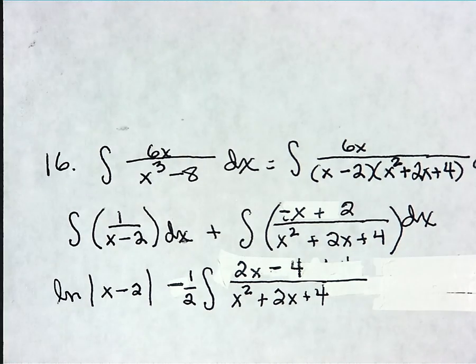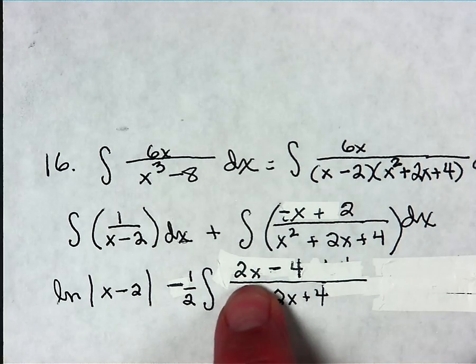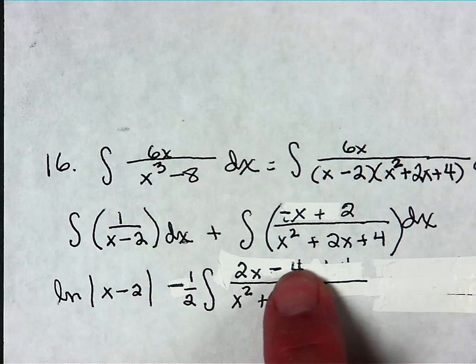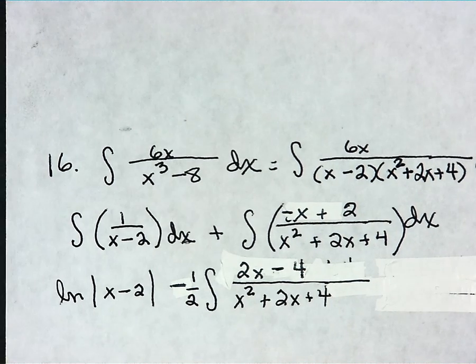Okay, we need one more step, but is that equivalent to the line above it? Does negative 1/2 times 2x give us negative x? Yes. And does negative 1/2 times negative 4 give us positive 2? Yes. It's equivalent to the line above it, but it's not quite yet what we need. We need a 2x plus 2, not a 2x minus 4. How could we get that minus 4 to be a plus 2?